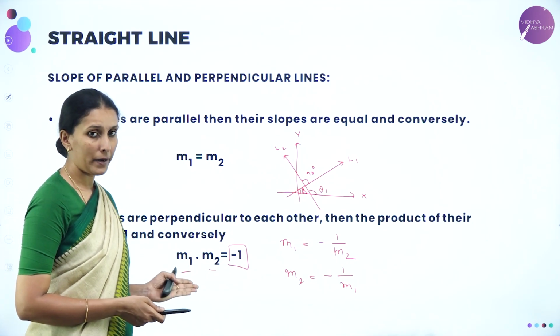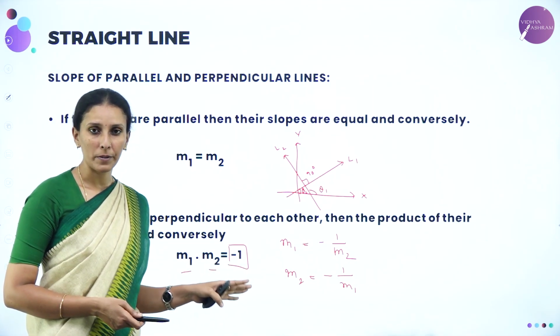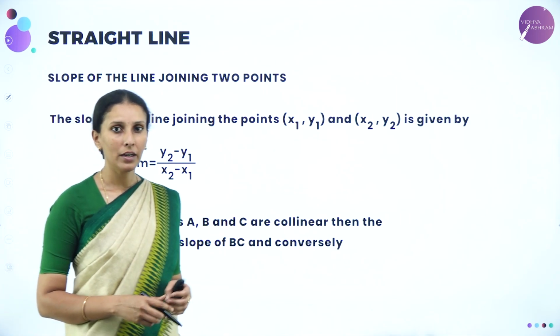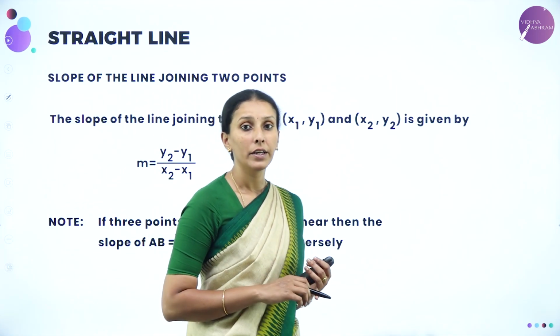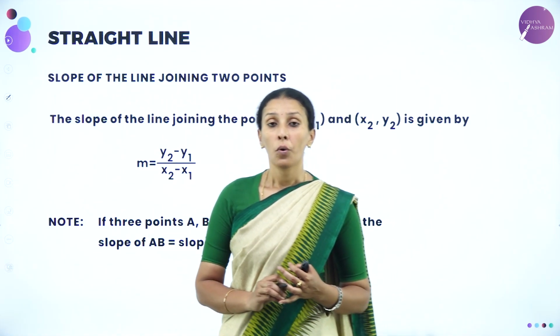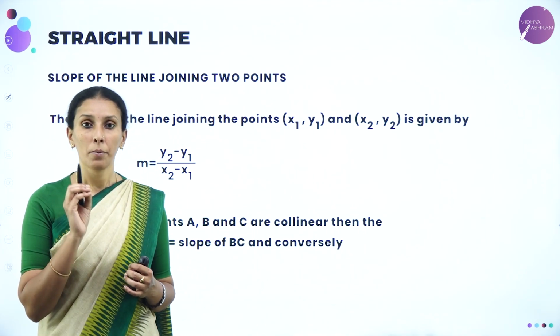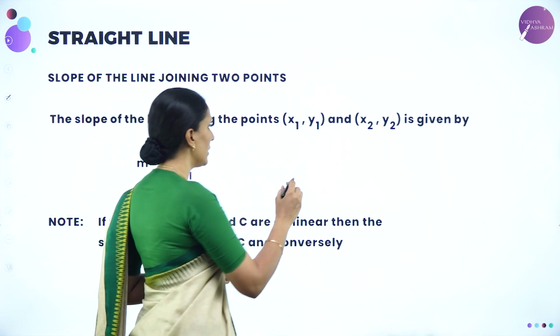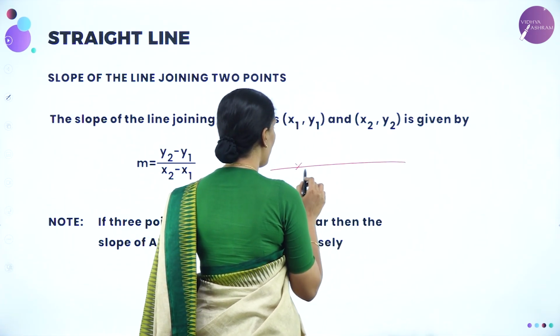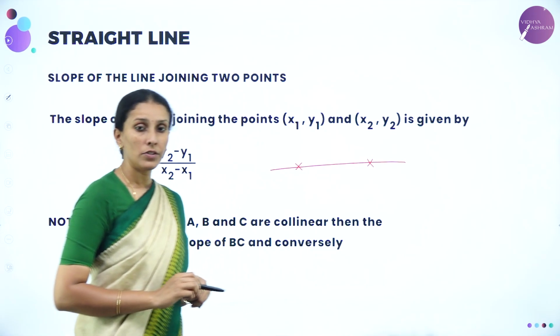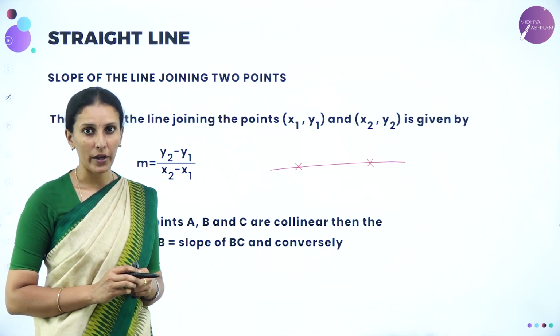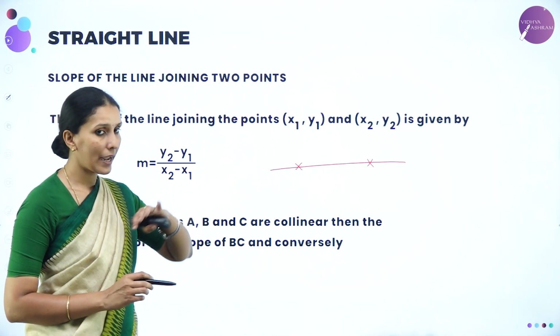If the lines are perpendicular, then the product of their slopes is equal to -1. Now, here we have learnt the slope using the inclination. What if the points on the line segment are given? This is a straight line, so there will be 2 points given. No angle is given with respect to the x-axis, only the points on the line are given.